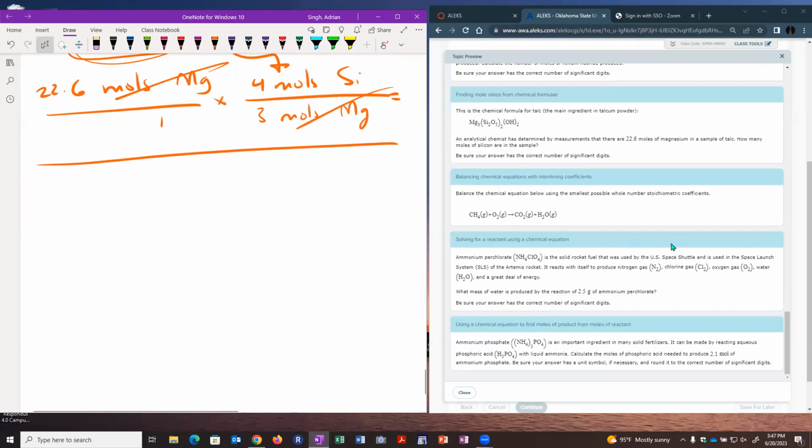All right, and we have the next problem. It says to balance the chemical equation using the smallest possible whole number stoichiometric coefficients. Those are just the numbers you put in front of the formulas to balance. And balancing equations really boils down to trial and error. However, when you watch the videos, you'll see that there are some strategies you can use to make the balancing process go by a little bit quicker. So please make sure that you take a look at those videos.